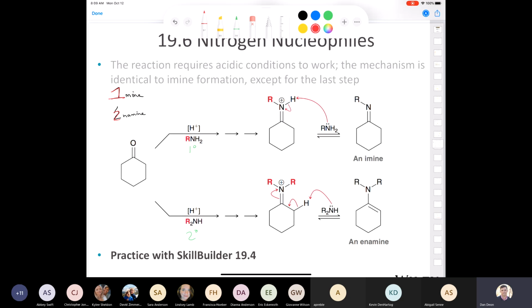So the imine is the result of a primary amine, an acid catalyst, and an aldehyde or a ketone, and the enamine is the result of a secondary amine, acid catalyst, and an aldehyde or a ketone.